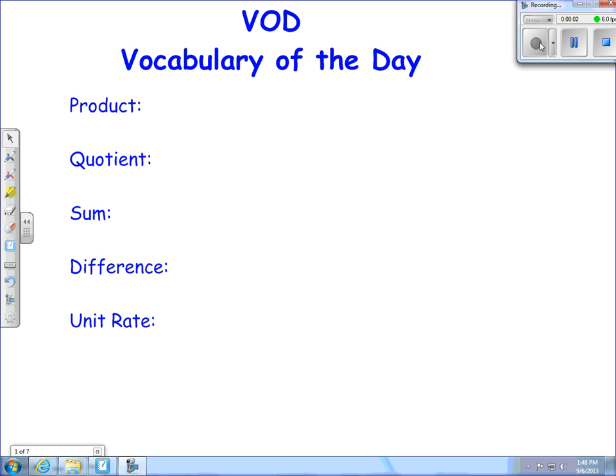Okay, today we're working in 1.3, right expressions. It starts in your book on page 15. We do have 1, 2, 3, 4, 5 vocabulary words today, which I think we can define pretty quickly.